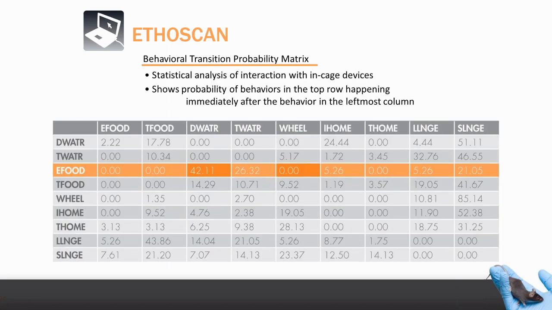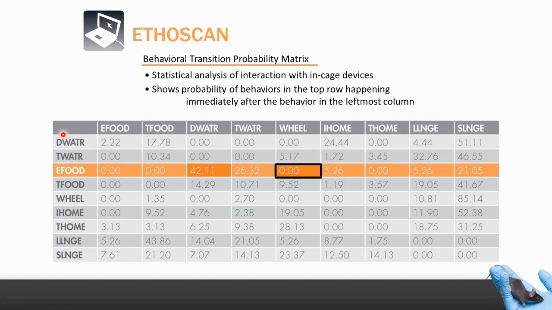Then we move on to something even more interesting, which is the behavioral transition probability matrix in Ethoscan. Now I'll lead you through this just briefly. So let's look here. We have the eating food behavior. After eating food, the animal is 42% likely to drink water. It will not go on the wheel.